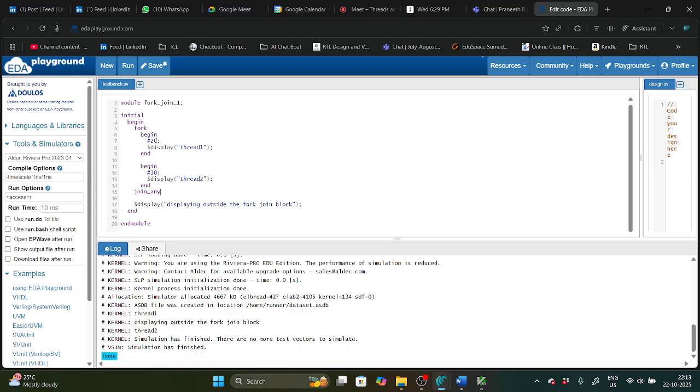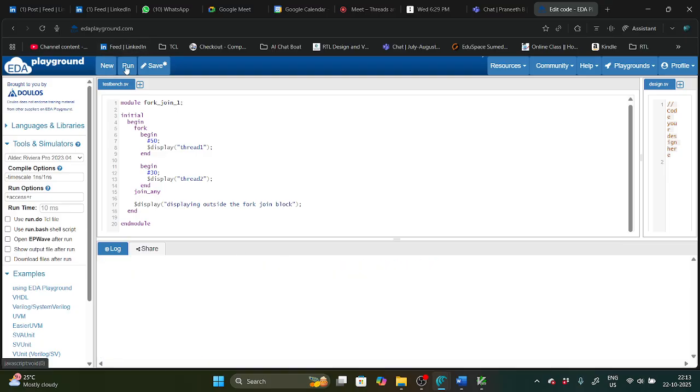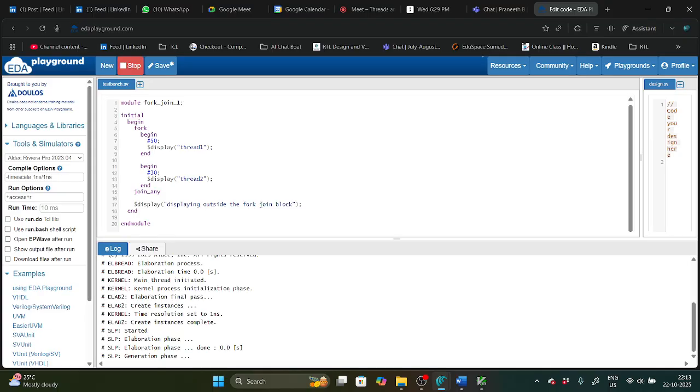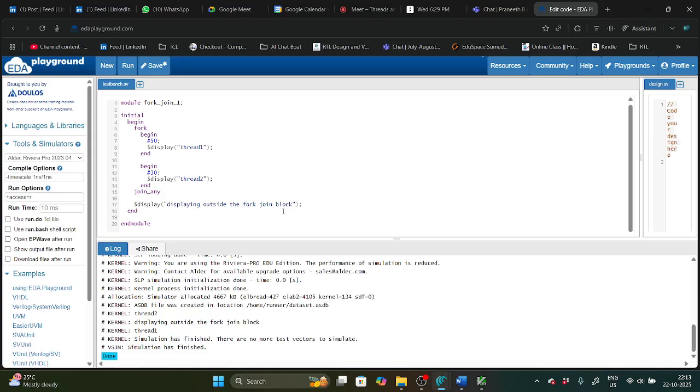And thread two is executed. Suppose I change the delay here to 50. When I run this, we'll see which one will be executed, so that we can analyze what is happening. So thread 2 is executed first, which means the one having the least delay is executed, then the display outside the fork join is executed, and next thread 1 is executed. Okay, so like this, this is fork join any.